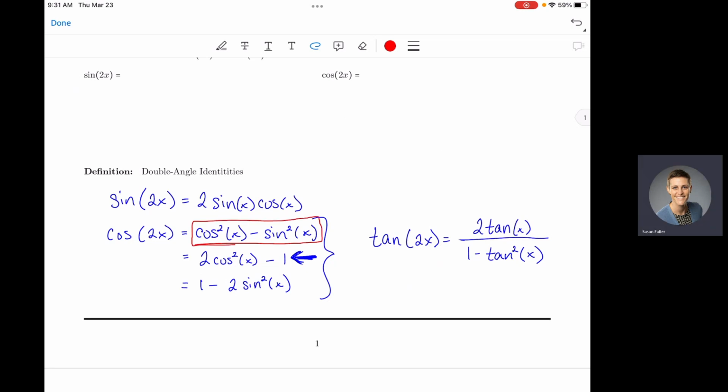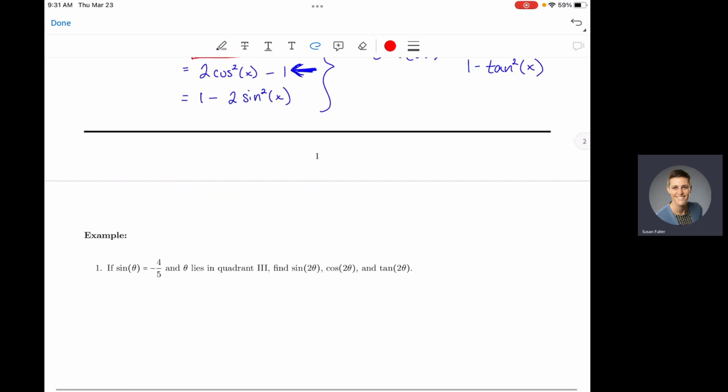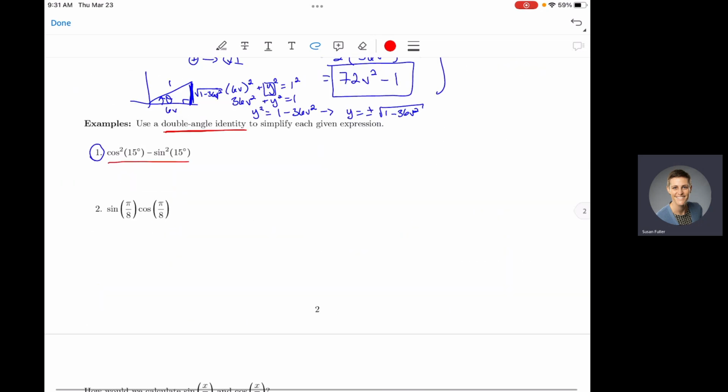This matches the structure of what I'm given. I've got cosine squared of an angle minus sine squared of an angle. That means I can use this identity and go backwards, and I can replace what I'm given with cosine of 2 times that angle. So what I'm given here is the same as the cosine of 2 times my angle. And my angle here is 15 degrees.